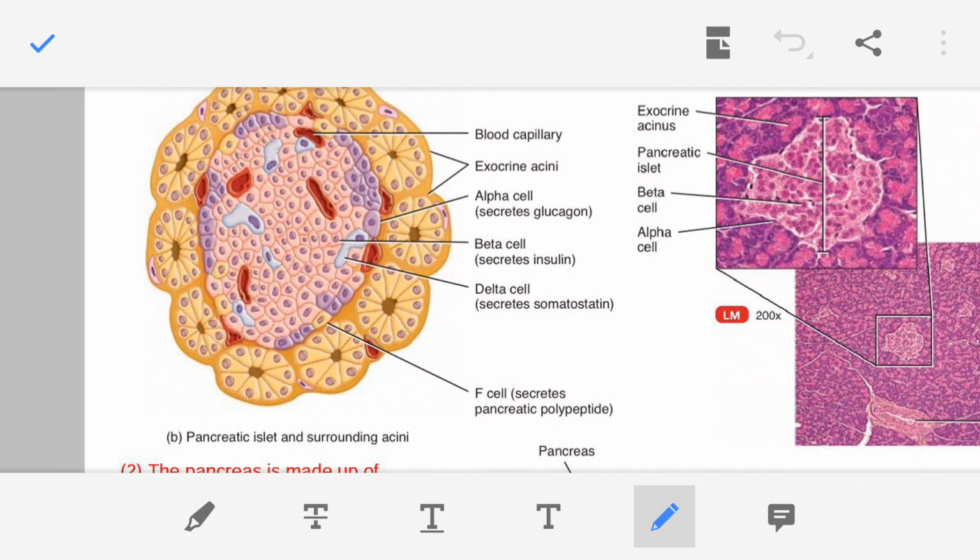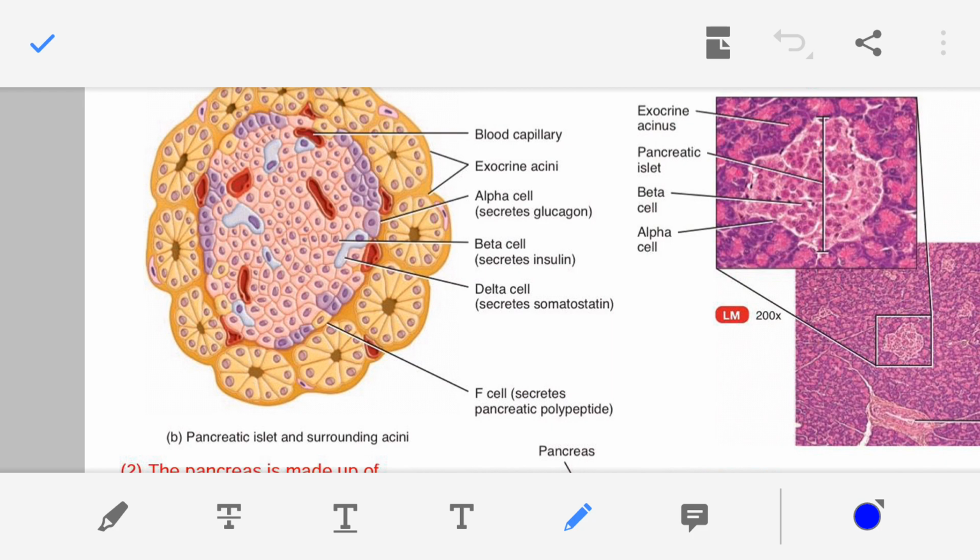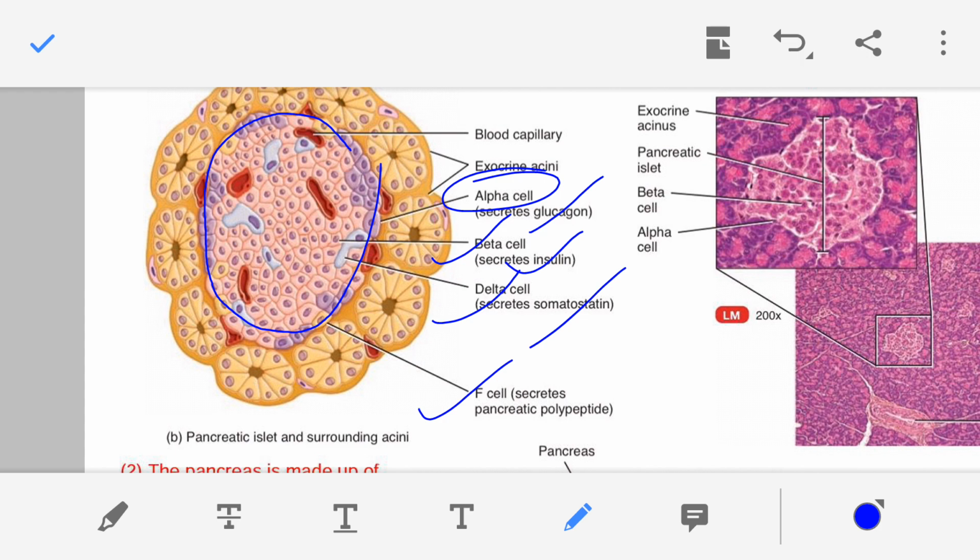And in the endocrine part, this is the islet of Langerhans. So you will find alpha cell, secreting glucagon, beta cell secreting insulin, delta cell secreting somatostatin, and the F cell secreting pancreatic polypeptide.